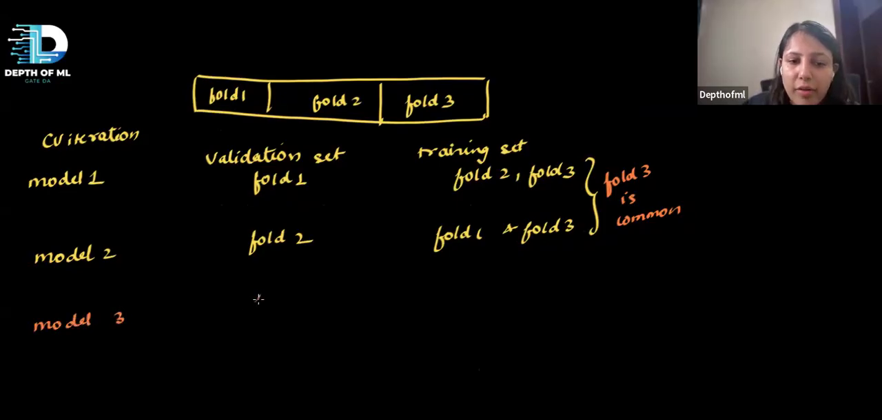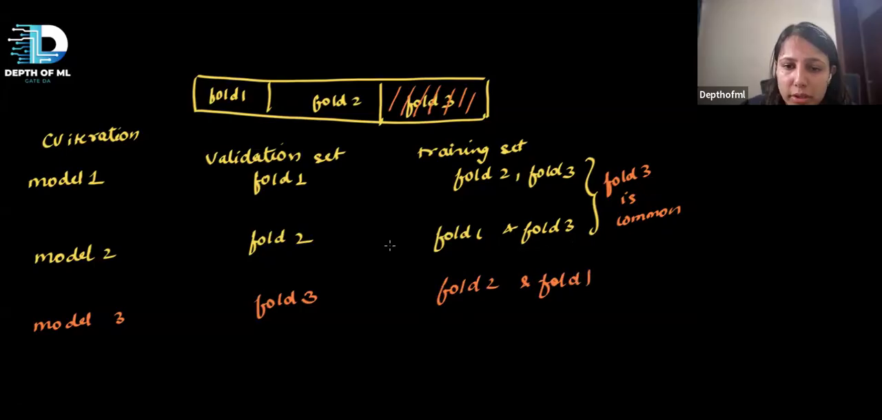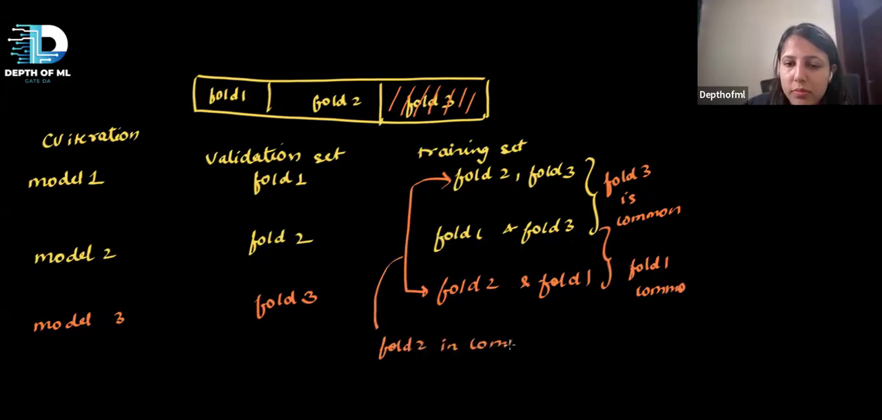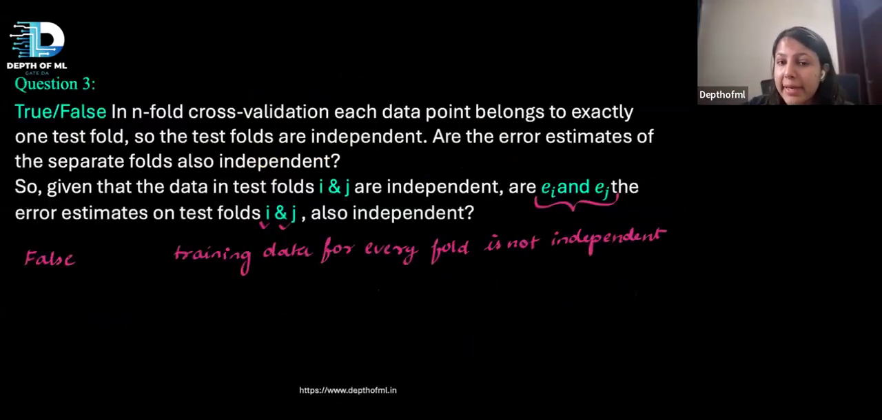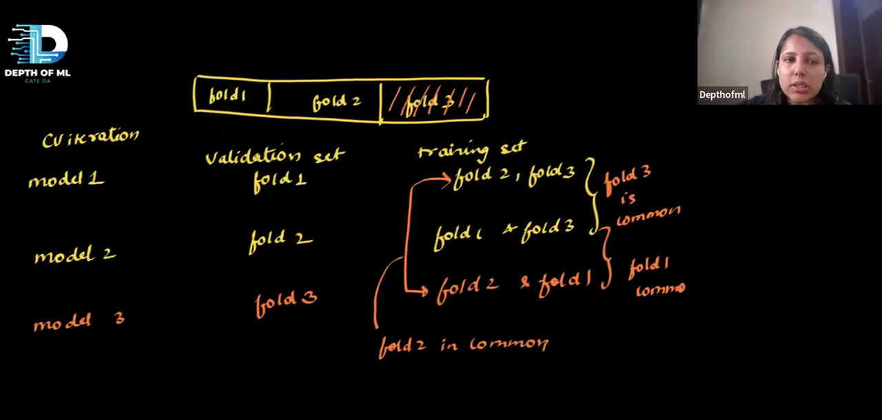Now in model 3, you have fold 3, which is over here, right? Now what are the folds in your training? You have fold 2 and fold 1, right? So these two also have something in common, right? They have fold 1 in common, right? And here these two have fold 2 in common. So because we have training data which is common in these model trainings, they are basically dependent on each other, because you're using the same training data to train these different models. Hence, this is false. Clear?